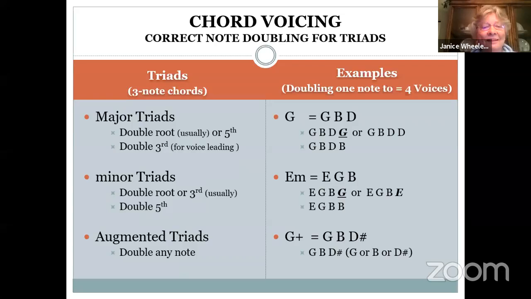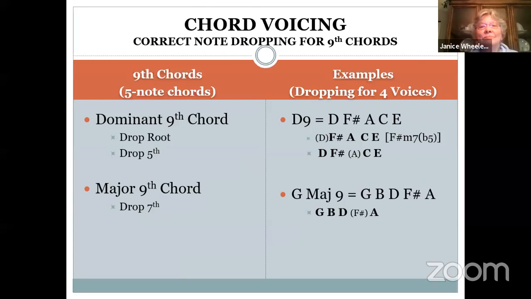And augmented triads are also 3-note chords, and you can double any note there. Very often the note that is doubled is the note that's in the melody, but that's not always the case. So for the triads, because they're 3-note chords, we had to decide how to double one of the notes. For the 9th chords, which are 5-note chords, we have to know which note to drop. And there are some definite guidelines for that.